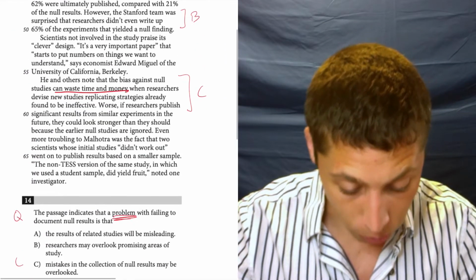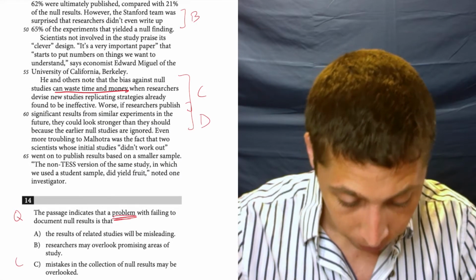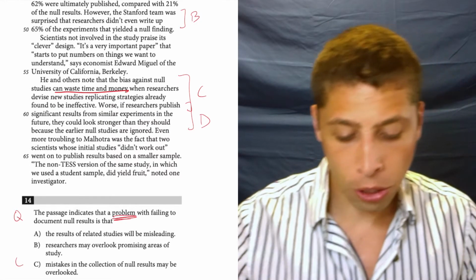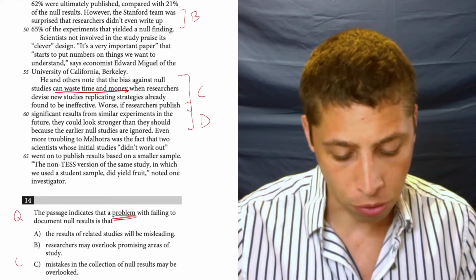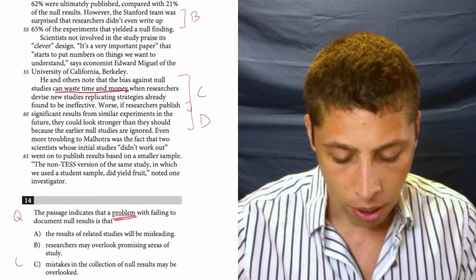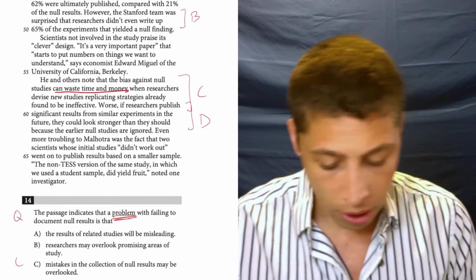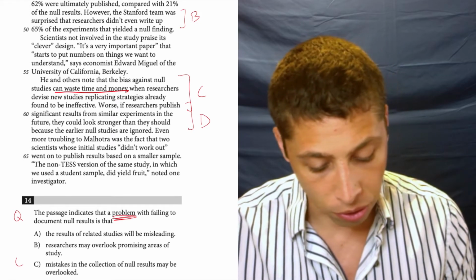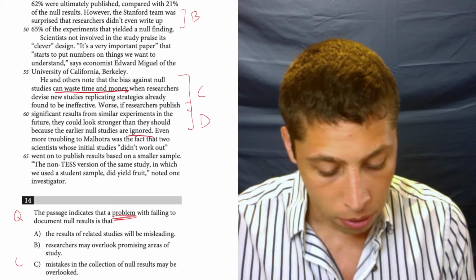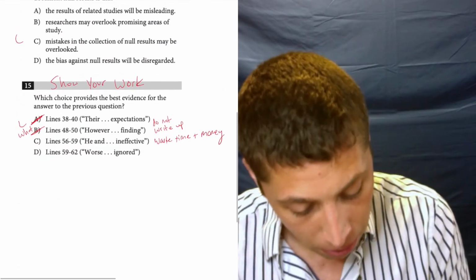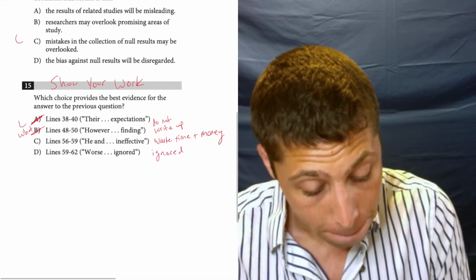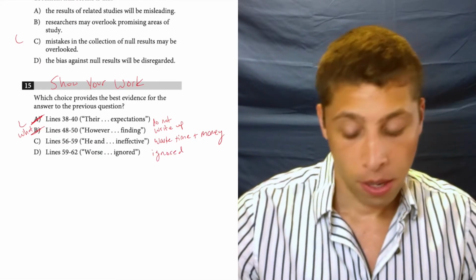59 to 62. Here. Worse, if researchers publish significant results from similar experiments in the future, they could look stronger than they should because the earlier null results are ignored. So they're ignored. Okay, fine. That's a problem too. So this is going to happen a lot.